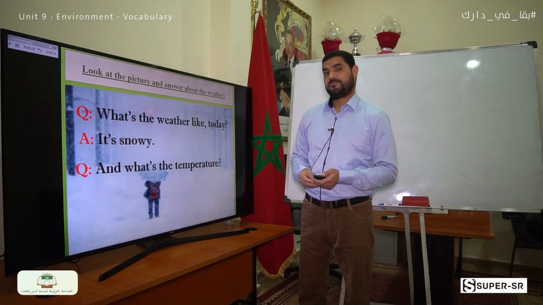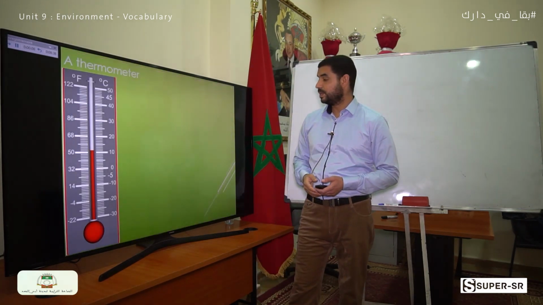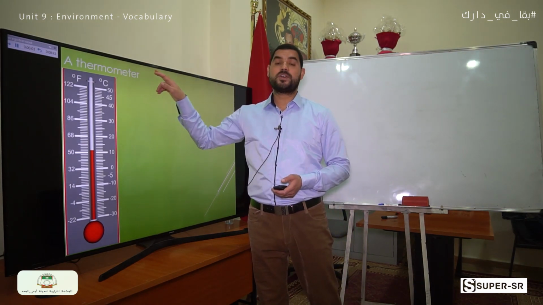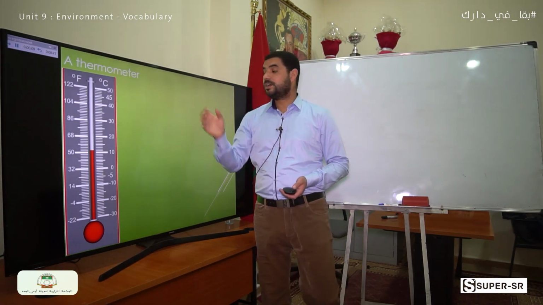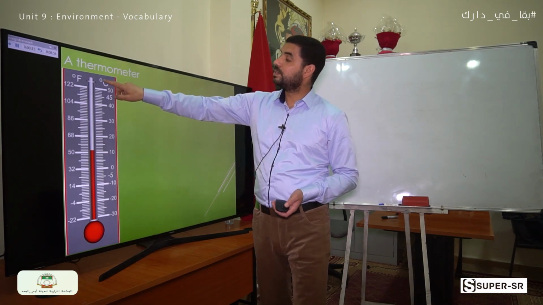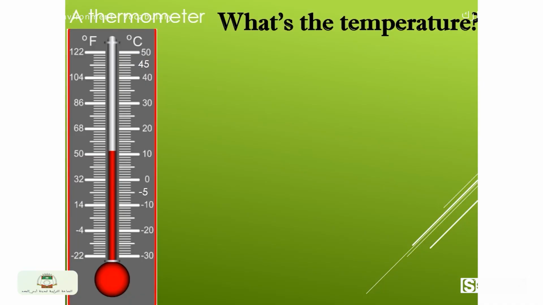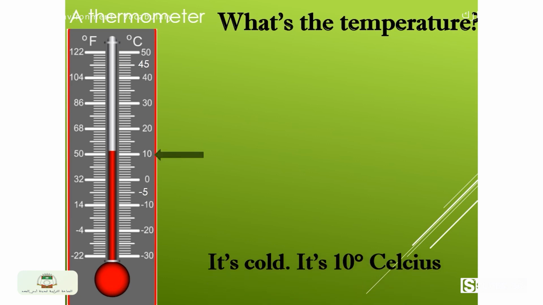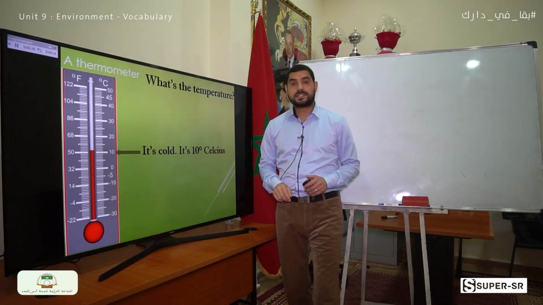What's the temperature? We are going to see how to answer this question. I am going to help you answer it. Look here, this is a thermometer. We use the thermometer to test the temperature of the weather. So here we have numbers and degrees Celsius, for example, 10 degrees Celsius. The question we ask about the temperature is: What's the temperature? For example, here, it's cold. It's 10 degrees Celsius.